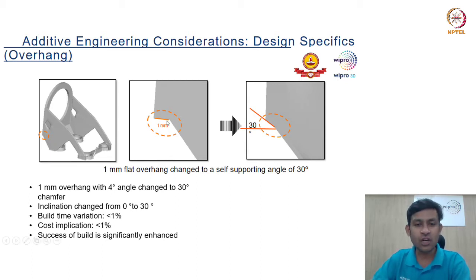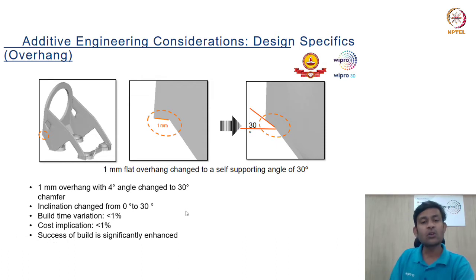So instead of adding support structure here, what we do, we add some material and we make this 4-degree angle of overhang into a 30-degree angle, because for aluminium, 30-degree is the critical angle. Any surface above 30-degree can be built without adding a support structure. Now, this was necessary in order to make the build feasible, whereas the consequences of making this design change were negligible in terms of the build cost and the material that was added. So the build time variation was less than 1%, and the cost implication as well was less than 1%.